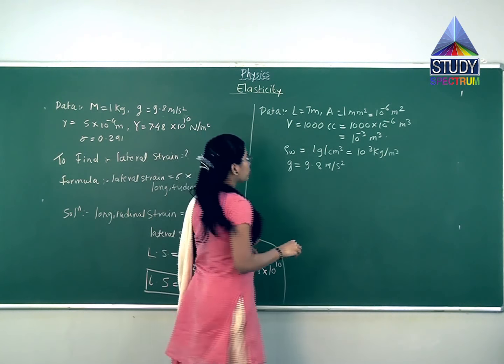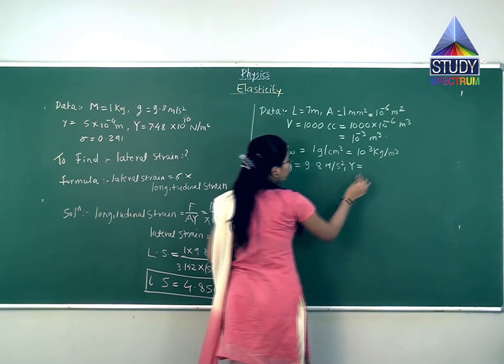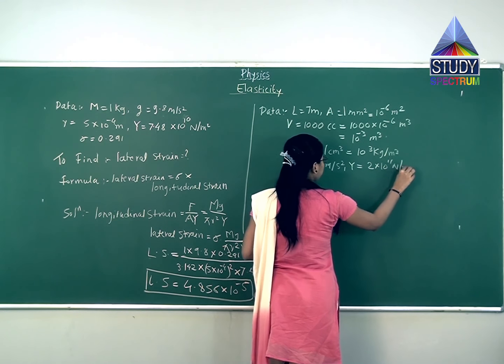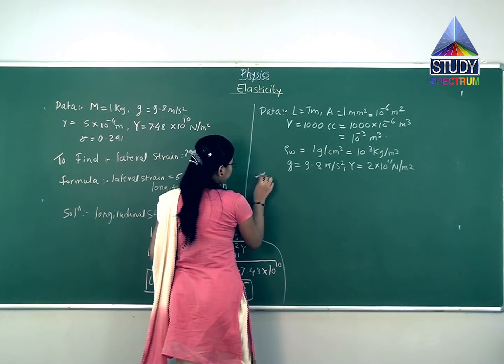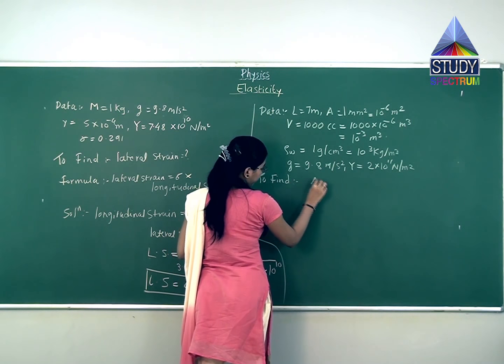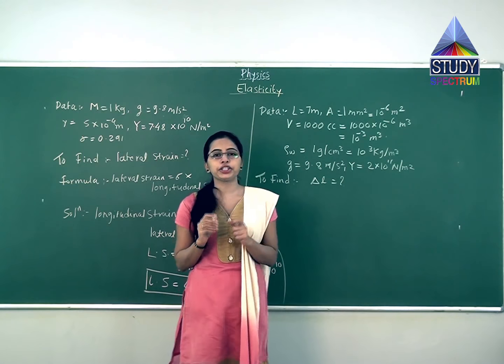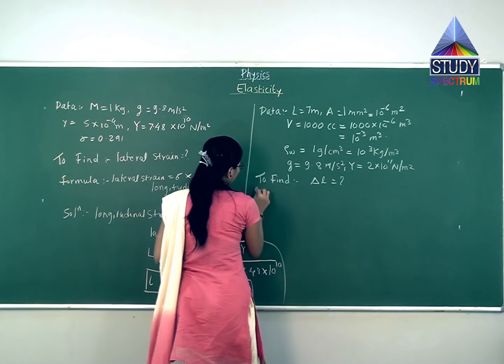Now Y value is also given. It is 2 into 10 raised to 11 Newton per meter square. Now here we have to find the change in length. So let us write down the formula.